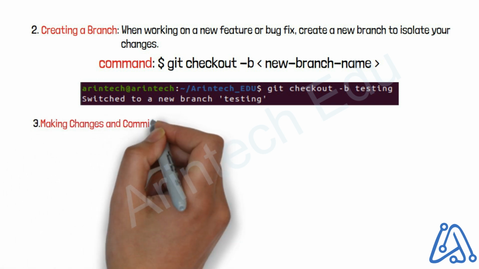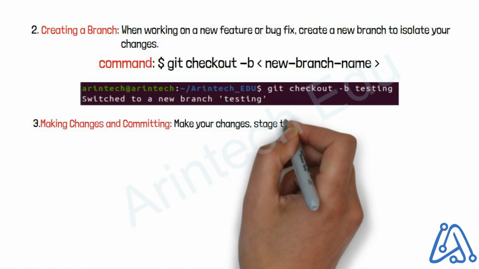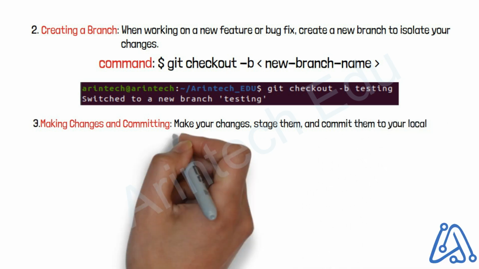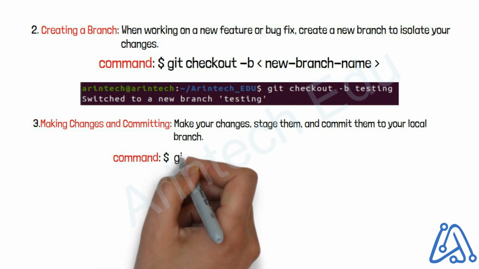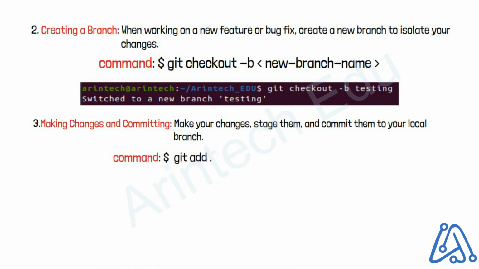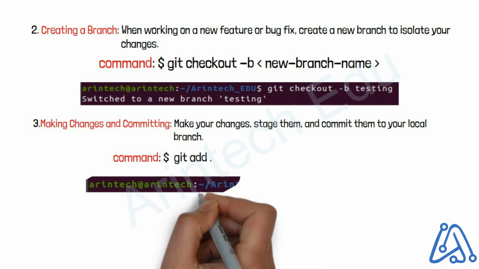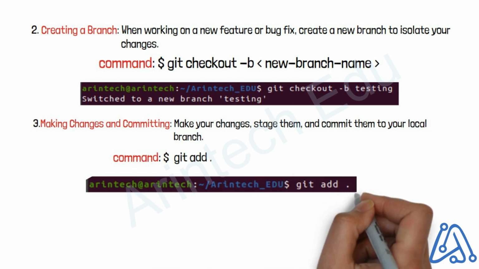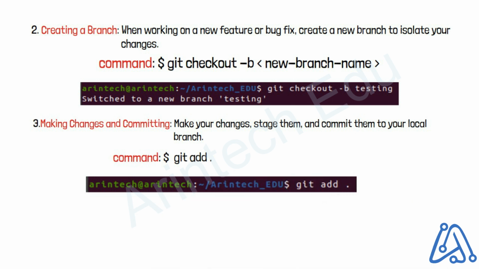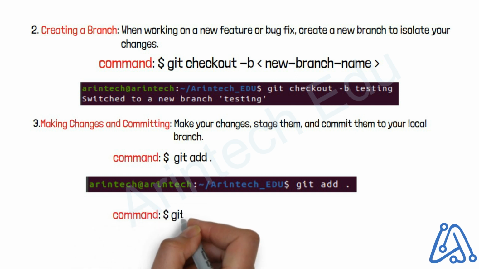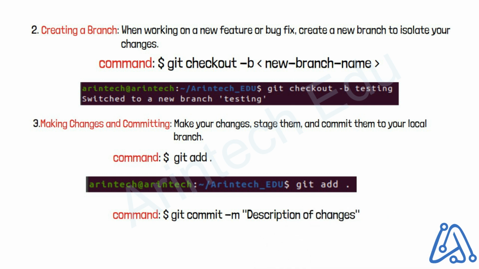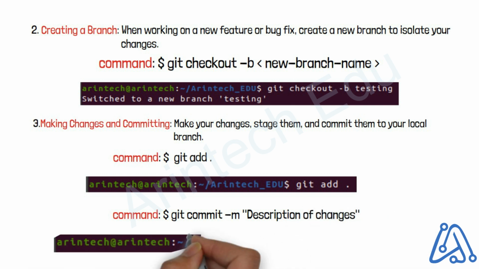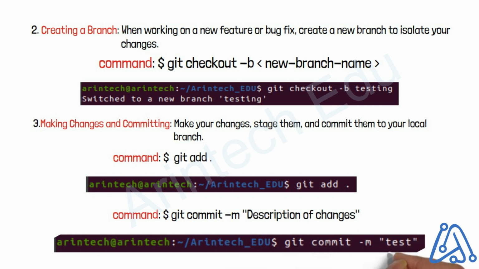3. Making changes and committing. Make your changes, stage them, and commit them to your local branch. Command: git add. This command is used to stage all changes in the current directory and its subdirectories for the next commit in Git. Command: git commit -m description of changes. This command is used to save the changes you made to the version control history of your Git repository.